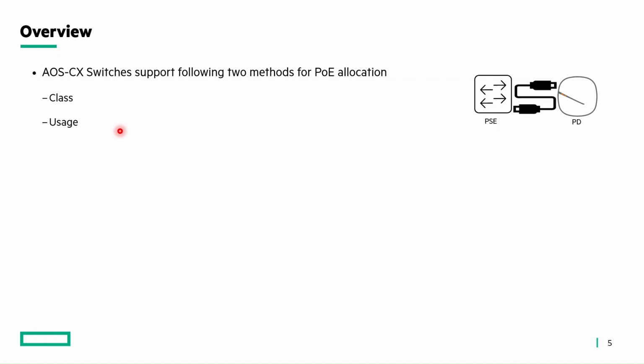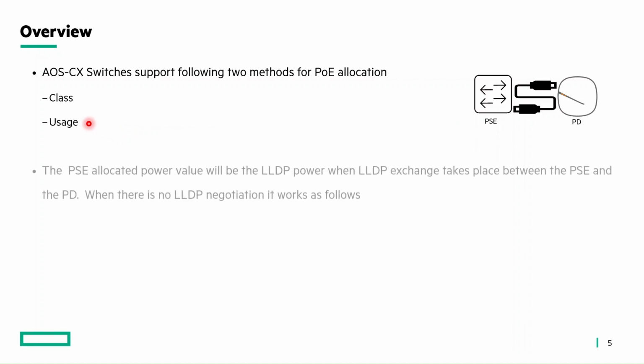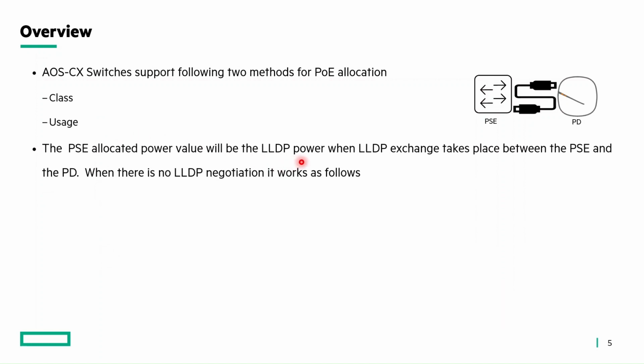On top of these two allocation methods, there is one more dynamic way to do the allocation, that is LLDP based allocation, where the allocation is decided after the LLDP exchange between the PSE and the PD. So when no LLDP negotiation happens, or if any of the devices is not LLDP capable, then allocate by class and usage will come into the picture. Let's see the difference between both the methods.